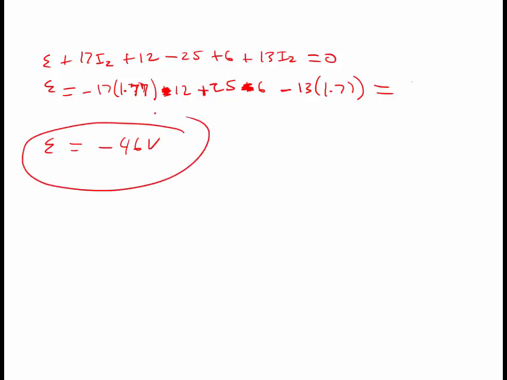So it means that the polarity is actually inverse if we have a negative value. So we have negative 17 times 1.77, bring positive 12 on the other side becomes a minus 12, bring negative 25 on the other side becomes plus 25, a positive 6 on the other side becomes a negative 6, and a positive 13 I2 on the other side becomes a negative 13 times 1.77. So we get E equals 46.